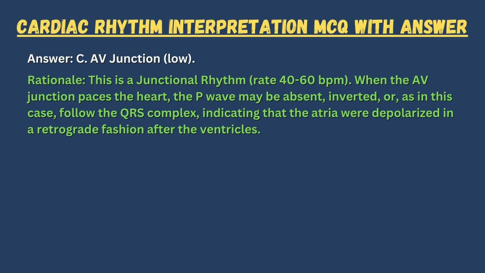Rationale. This is a junctional rhythm, rate 40 to 60 beats per minute. When the AV junction paces the heart, the P wave may be absent, inverted, or, as in this case, follow the QRS complex, indicating that the atria were depolarized in a retrograde fashion after the ventricles.